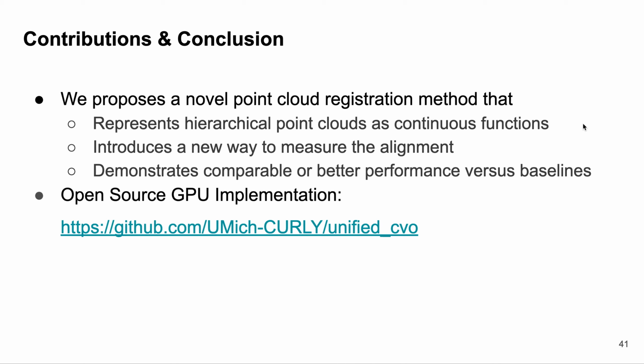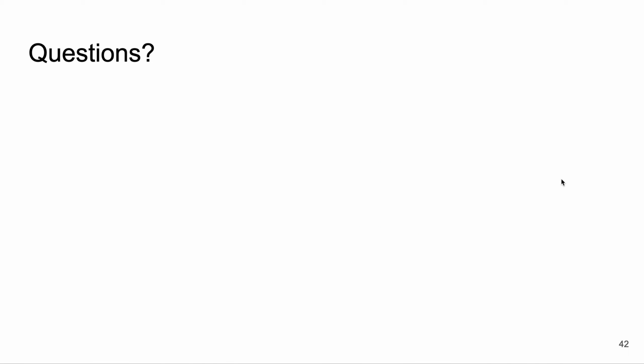So, to sum up, we propose a novel point cloud registration method that represents hierarchical point clouds as continuous functions. We introduced a new way to measure the alignment, and we demonstrate comparable or better performance versus baselines. The code is released open source. Any questions are welcome.